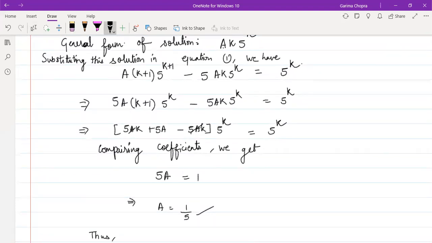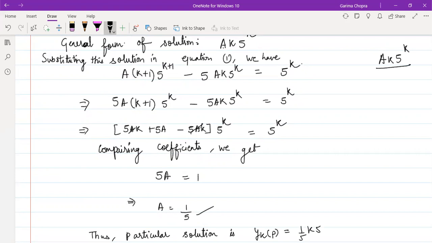Thus the particular solution is the sequence y, with subscript k, p for the particular solution. The particular solution was a k 5 raised to power k. So let us put here this a, which is 1 upon 5, so it will be k 5 raised to power k minus 1.